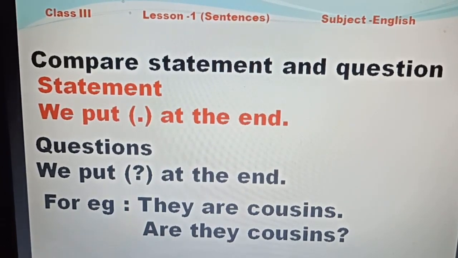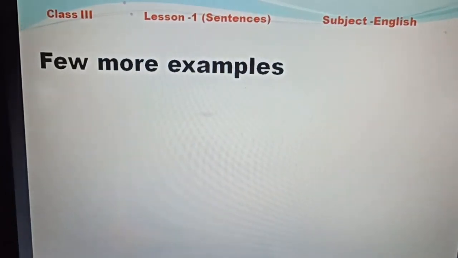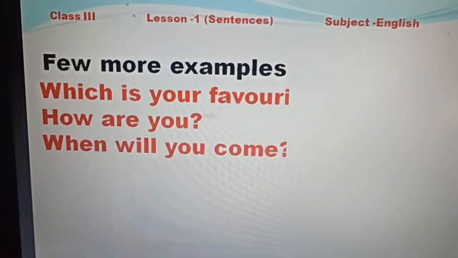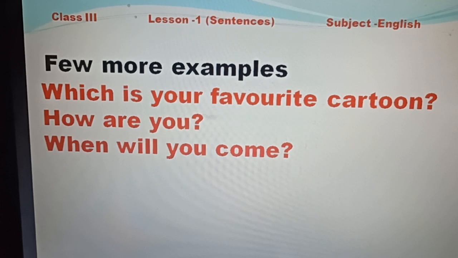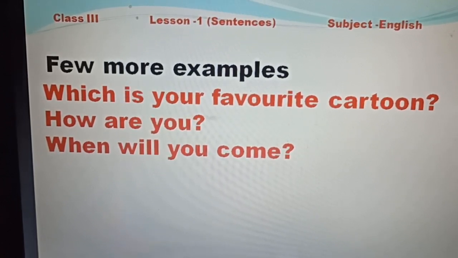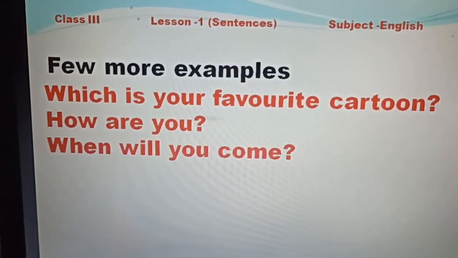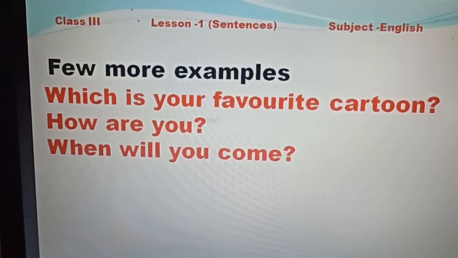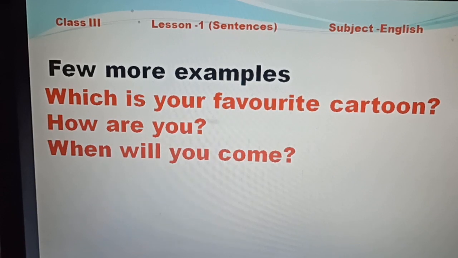Now we will move forward. Few more examples I will give you. Which is your favorite cartoon? How are you? When will you come? As you see, in the end there is a question mark.